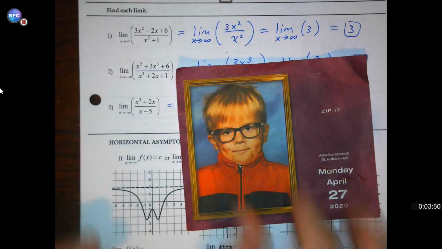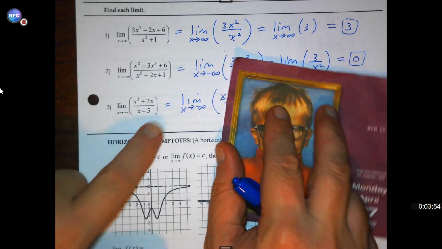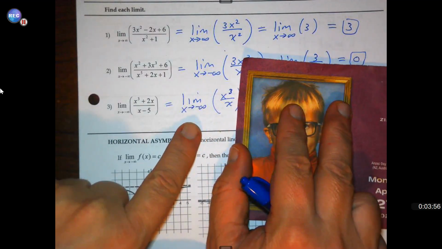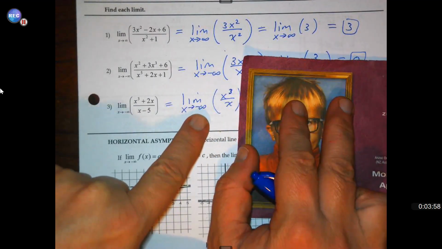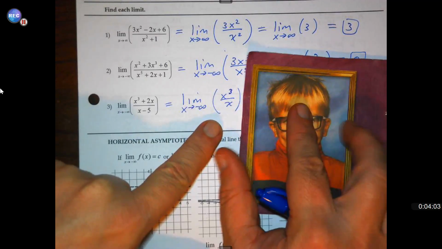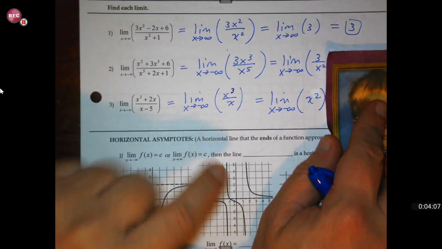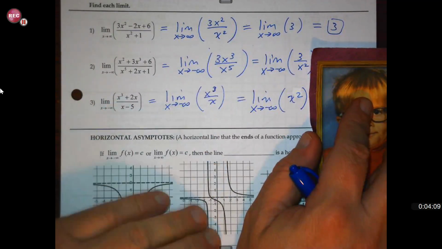Okay, welcome back, everybody. So the limit of this function would be equivalent to the limit as x goes to negative infinity of just x cubed over x, and that'll simplify to x squared. So now we want to ask ourselves, what's the limit as x goes to negative infinity of x squared?